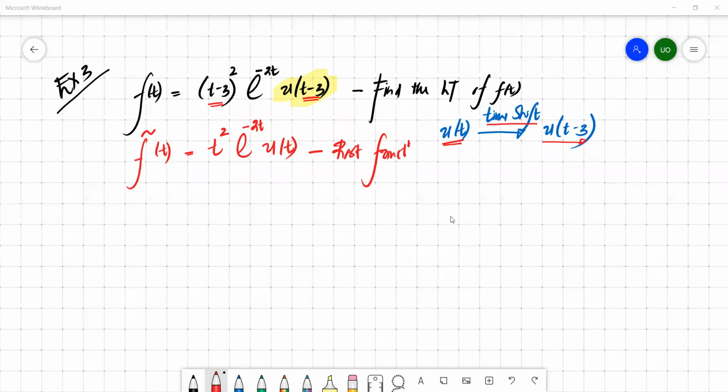Okay, so now if we go back to the example, we found that there is a root function which derives this f(t) from f tilde. We identified that root function as t squared e to the power minus 2t u(t). So let's introduce the time shift.